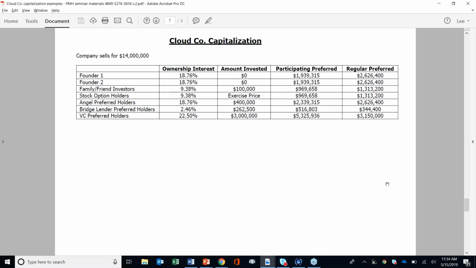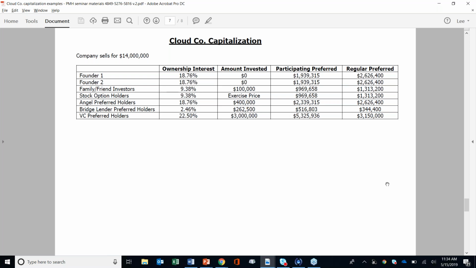This is the reason for participating preferred. The participating preferred concept is, if we sell for not a lot more than, or a low multiple of, the original price, some of that has to be taken out of the early investors' pockets as common holders, and I've got to get my money back and participate to get a real return.